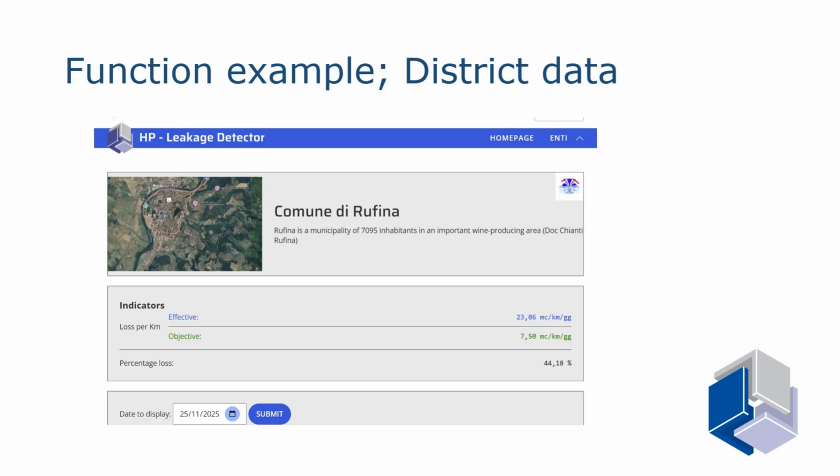Let's see a part of the functionality of the system, examining perhaps the most significant screen, namely the one summarizing the data of a single district on a given day. In the highest part of the screen we have the indicators of loss per kilometer. The actual one is the one that was set as a goal, and the percentage loss data. As you can see, there is a selector that allows you to select the day you want to examine.